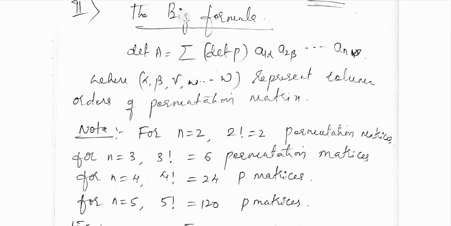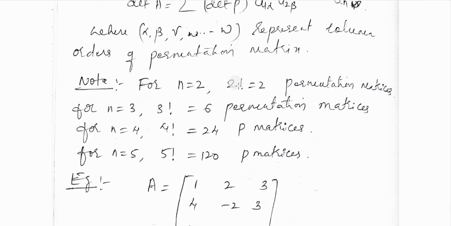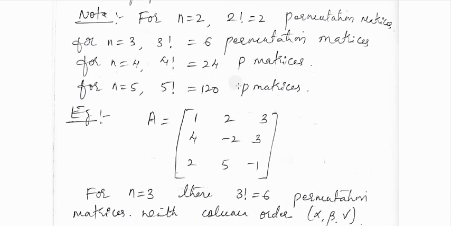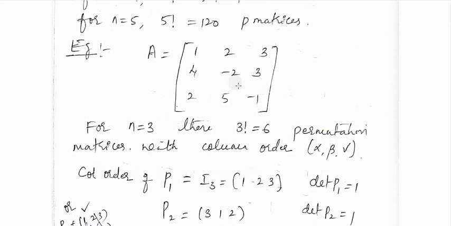So it is a very simple formula. If we find the column orders of the permutation matrix for the given size, then we can find its determinant. Remember the formula: determinant of A is equal to summation of determinant of P times A1 alpha, A2 beta, and so on, ANW, where alpha, beta, gamma, and so on W represent the column orders of the permutation matrix. I will take one example to find the determinant using the big formula.